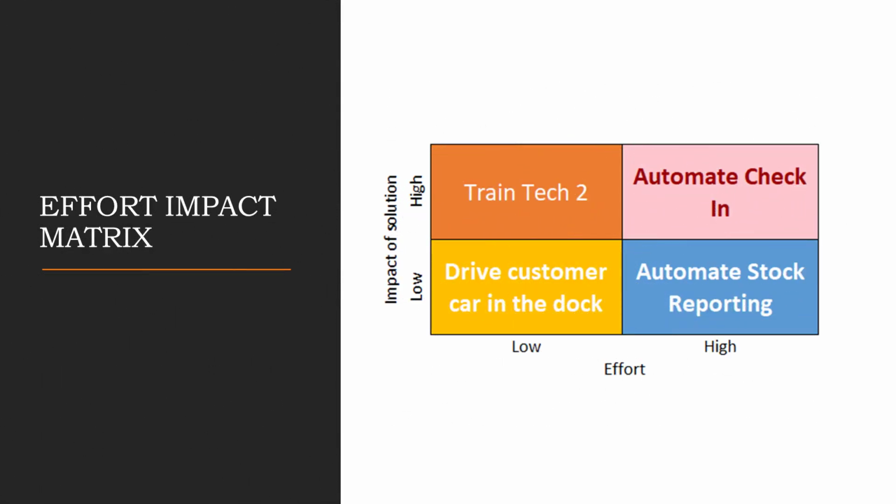So now we need to do effort and impact matrix analysis. When we classified recommendations, we can see that training technician is the best first step toward process optimization. And high-effort solutions might be considered in the future as well. However, high-effort and low-impact solution is definitely out of the picture.